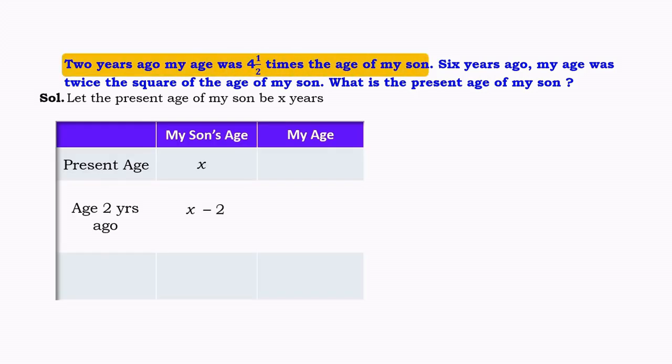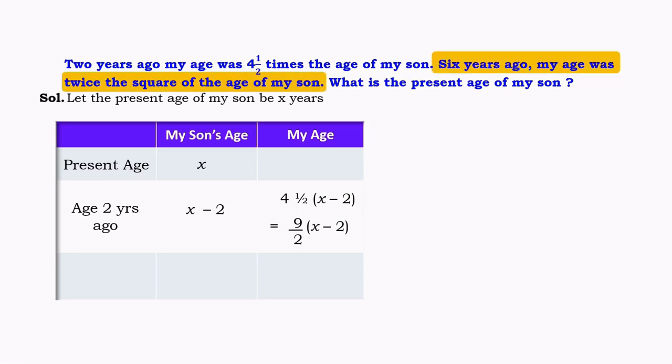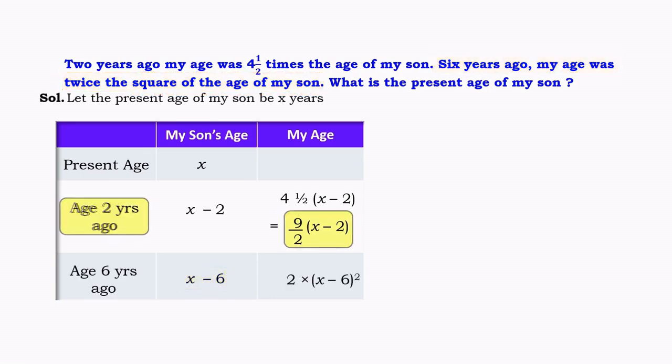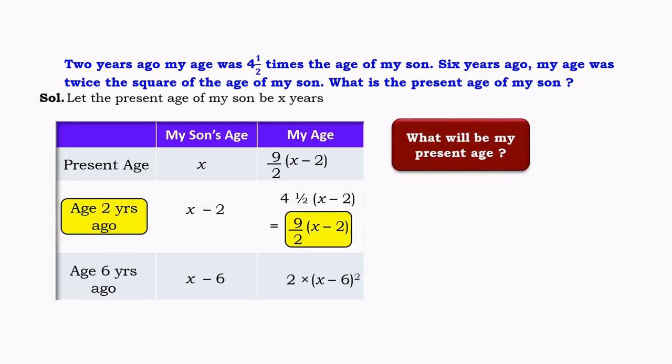2 years ago, the son's age would have been x minus 2 years. At that time, the father's age was 4.5 times the son's age. 4.5 can be written as 9 by 2. Therefore, the father's age 2 years ago was 9 by 2 multiplied by (x minus 2). To find the father's present age, we add 2 years. So, the father's present age becomes 9 by 2 multiplied by (x minus 2) plus 2.